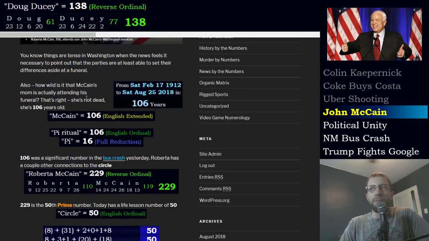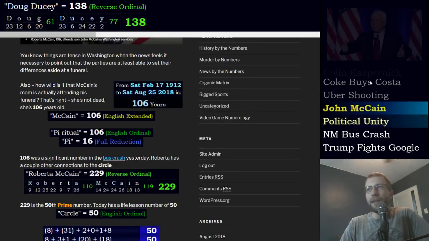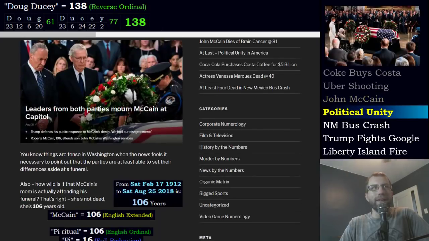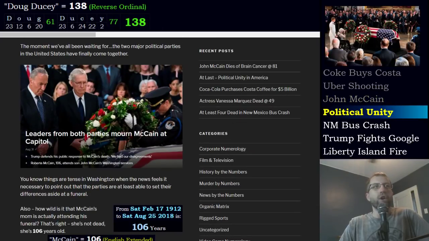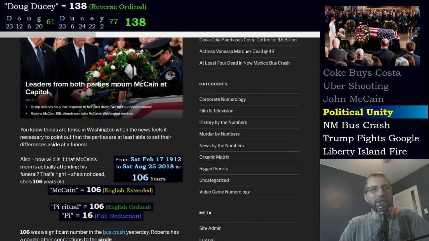I did a quick post on Roberta McCain, by the way, and you got to love how Fox pointed out, hey, leaders from both parties mourn McCain at Capitol. Like, of course they do. What, are they going to bicker in the middle of the funeral? The fact that they even point out that there's some kind of solidarity at a funeral gives you an idea of how tense things are in Washington, right?